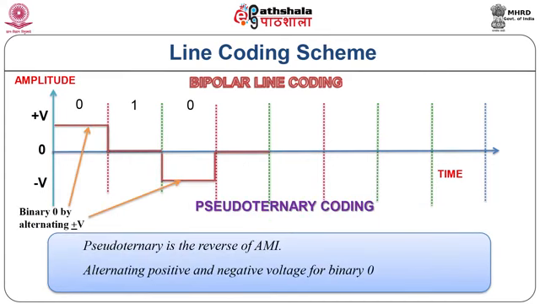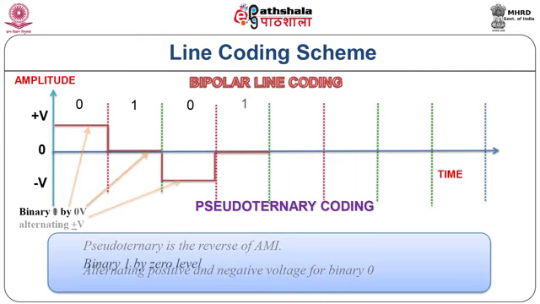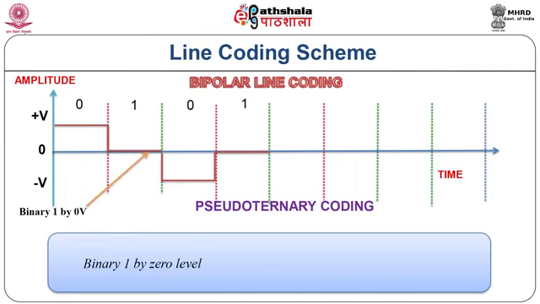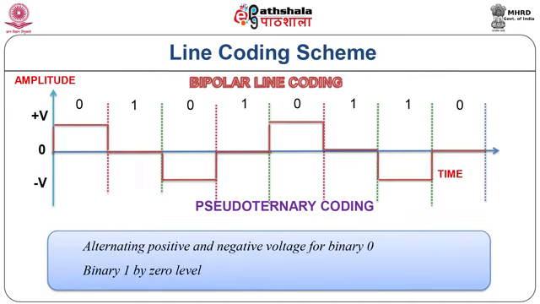Pseudo-ternary is the reverse of AMI. The alternating positive and negative pulses represent binary 0. As seen from the figure, the first 0 is indicated by positive voltage plus V and the second by negative voltage level minus V. Here, binary 1 is indicated by 0 voltage. The figure shows the pseudo-ternary encoding scheme for data 010, 10, 110.